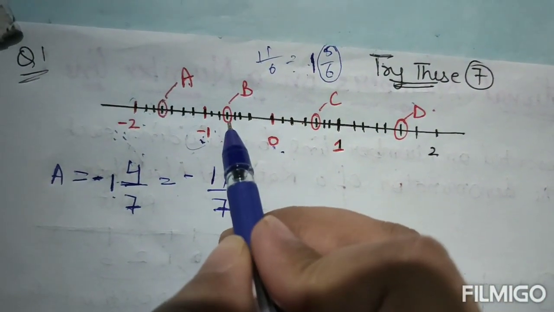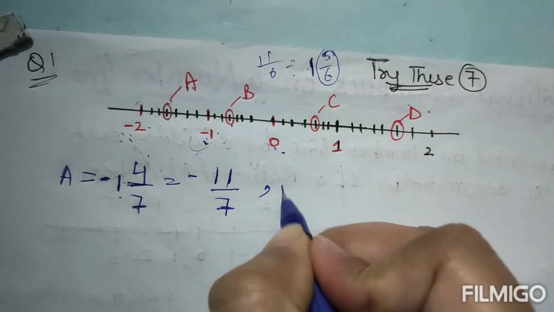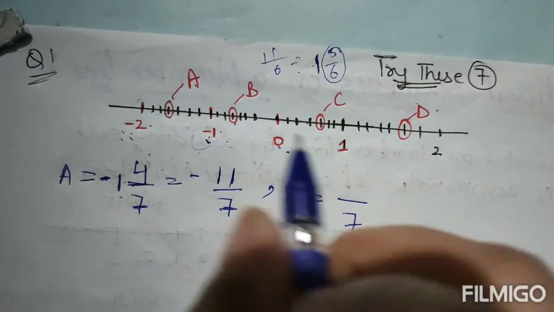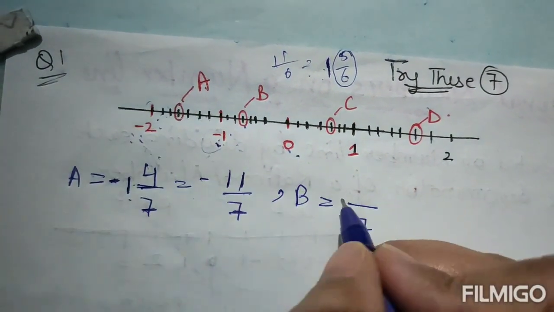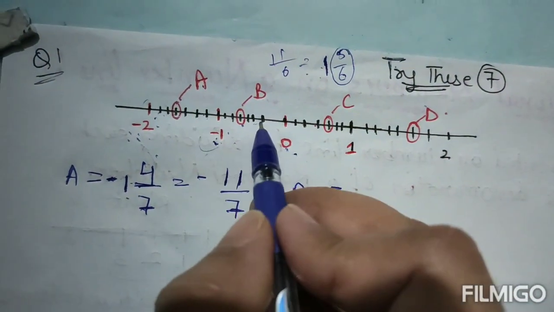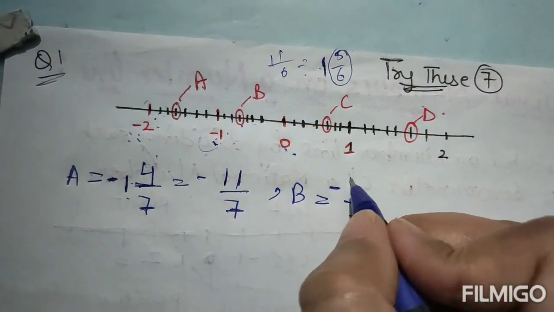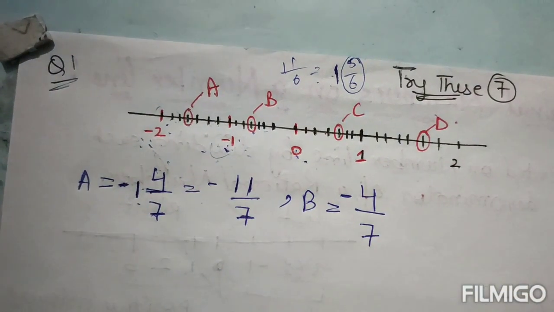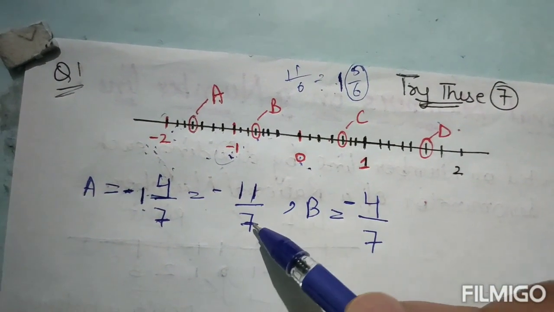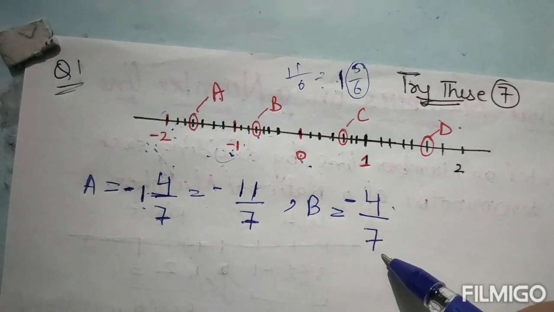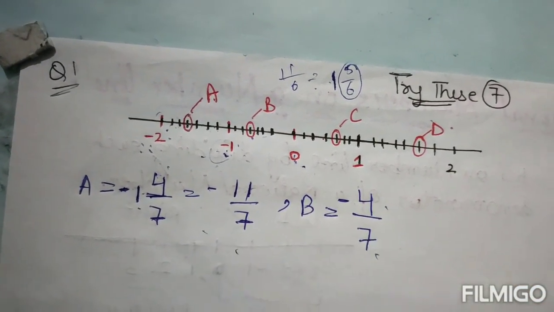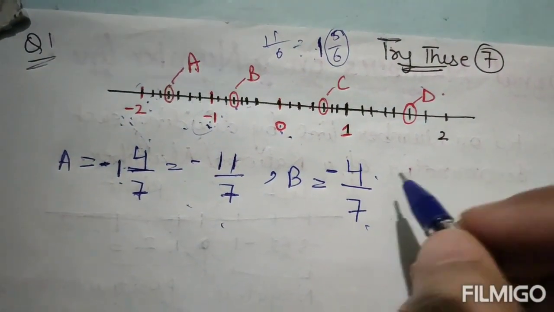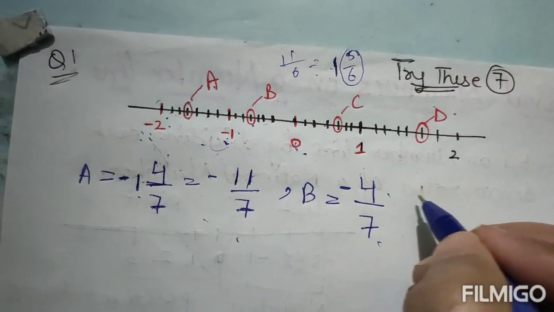Now check this B part. Look, here also the denominator is 7, clear, and it is on the left side, therefore it will be a negative number. Now count 1 2 3 4. It will be -4/7. Why? Because it is lying between 0 and -1. Here, look, the numerator is greater than the denominator. Here the numerator is less than the denominator. This is the difference between these two. This is how you can differentiate A and B.